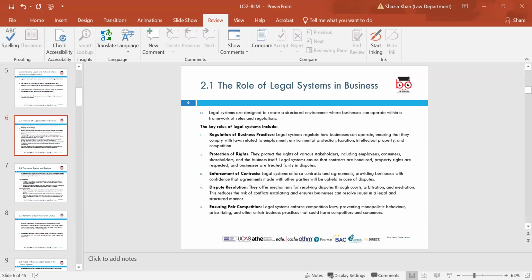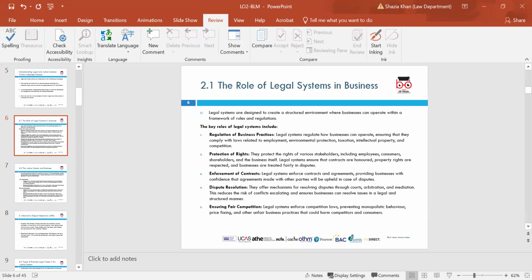The role of legal systems in business. As we said, business law focuses on many regulations governing businesses and organizations, both locally and globally, in areas like contracts, taxation laws, intellectual property rights, and disputes between parties, as we mentioned in Learning Outcome 1.